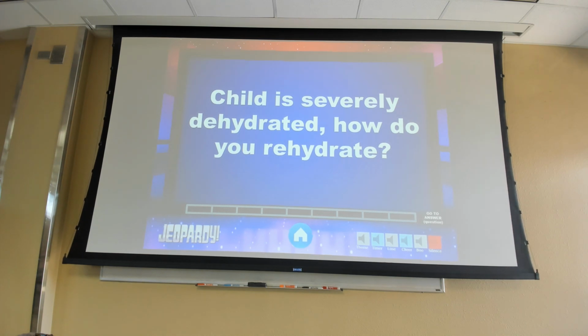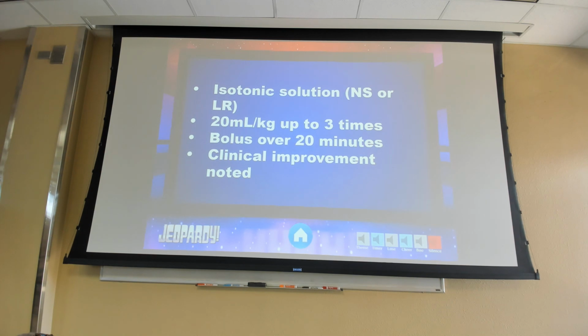How do you do it? They're not. They're severely dehydrated. Severe. IV. What does that mean though? Okay. So what fluids are you using? Normal saline. What's your dose? 20 milliliters per kilogram. How long do you give it over? 20 minutes. And how many can you give before you have to admit? 3. What do you do in between each bolus? Reassess. Yep. Normal saline or LR, for our purposes, use normal saline, 20 mL per kg up to 3 times over 20 minutes. And is there clinical improvement?